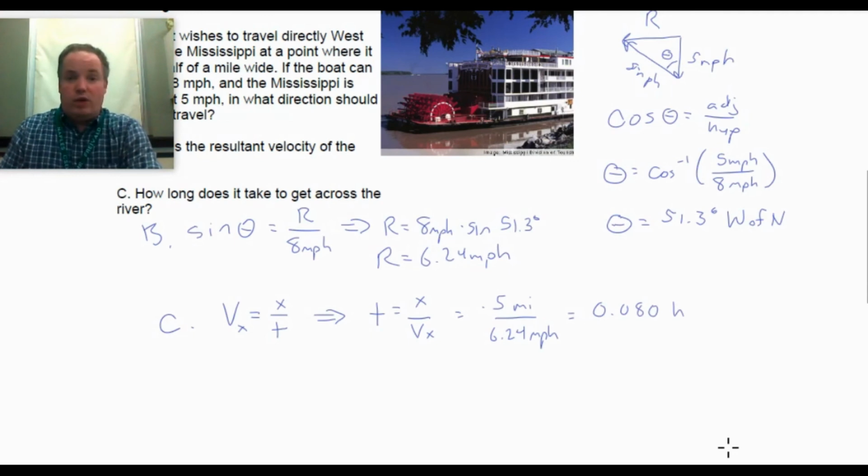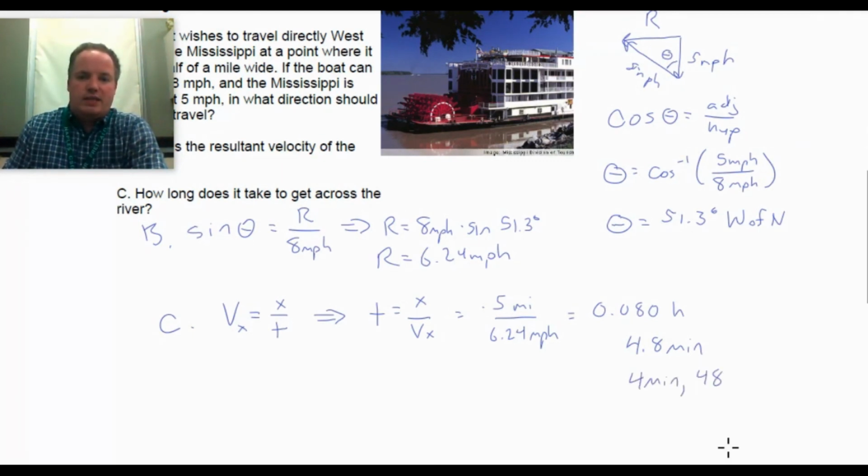hours, which if you ever answered a question with 0.08 hours, people would say, what? So if you multiply that by 60, you'll get 4.81 minutes, and even better, you can multiply that 0.81 by 60 seconds and you can get 4 minutes and 48 seconds.